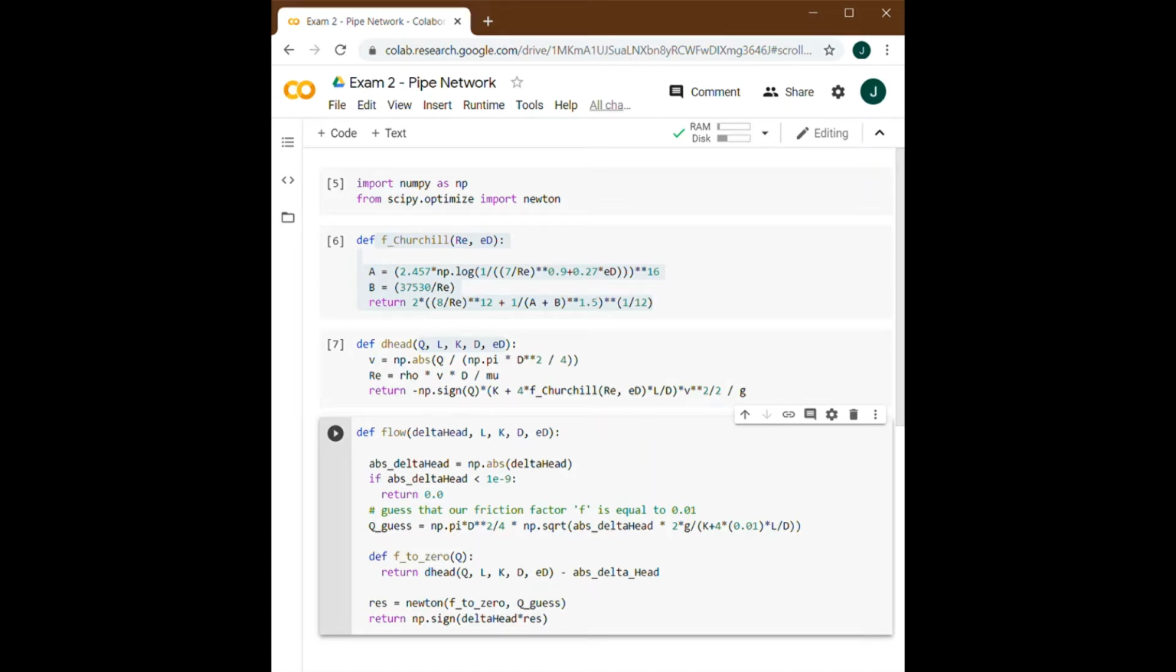Welcome to part 2 of this video on a pipe network and the flows of fluids within. So, in part 2 of this video, we are going to take this pipe network shown here, and we're going to solve for the flows through it.